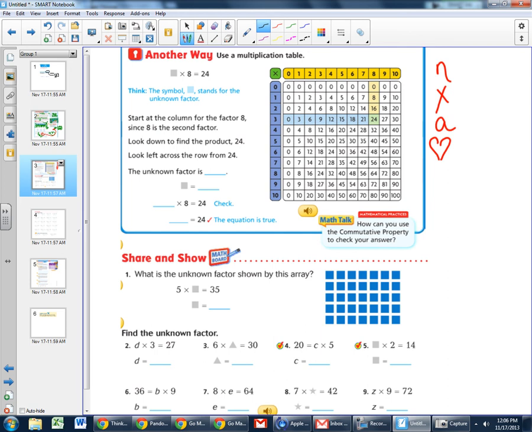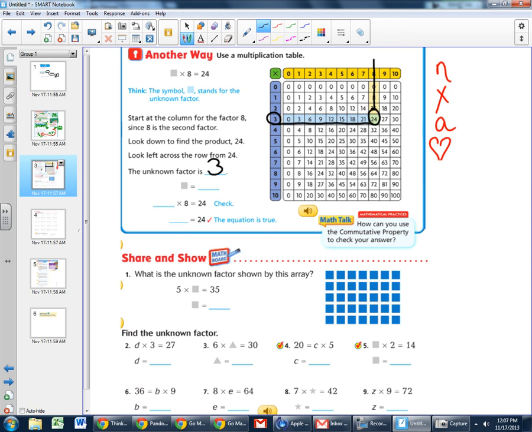So another way we can solve that problem of how many invitations is that we can start with the column 8 and look down it until you get to 24. Then you're going to look left, so going backwards, to find out what multiple you times 8 by to get to that 24. So your unknown factor is 3.